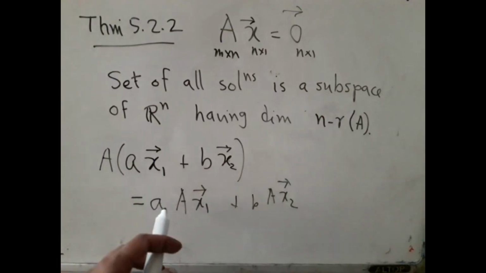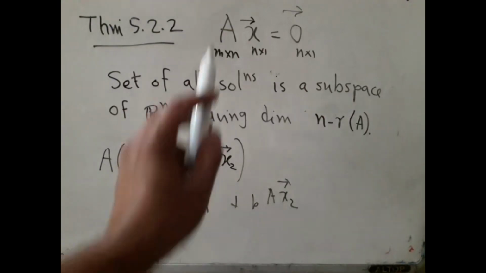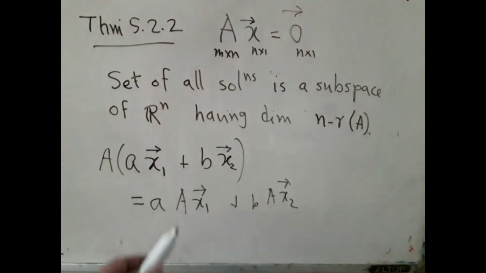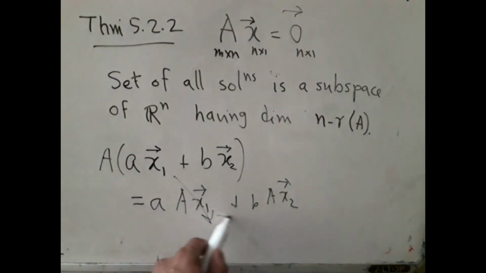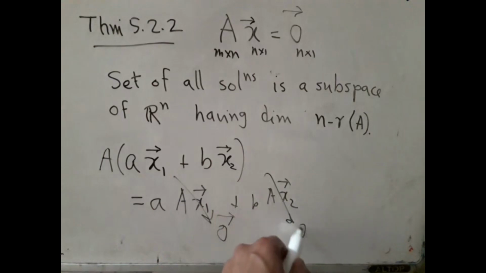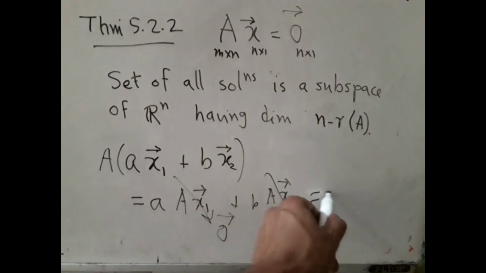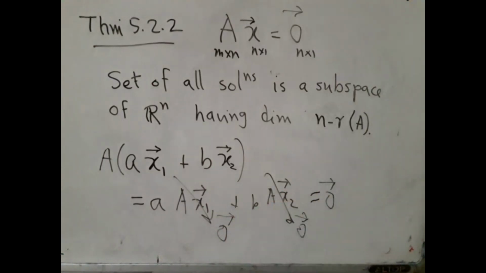Because I have started by assuming that x1 and x2 are solutions of this, this is 0 and this is 0, so the entire thing is 0. So I have shown that the set of all solutions is closed under arbitrary linear combinations, which in its turn implies that this is a subspace.